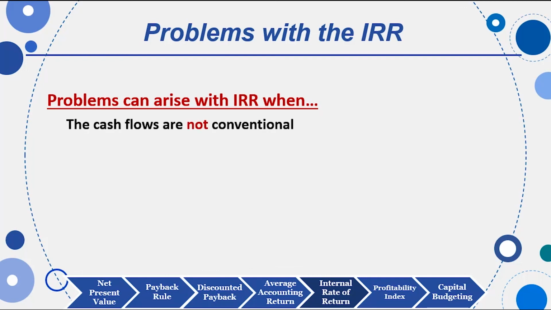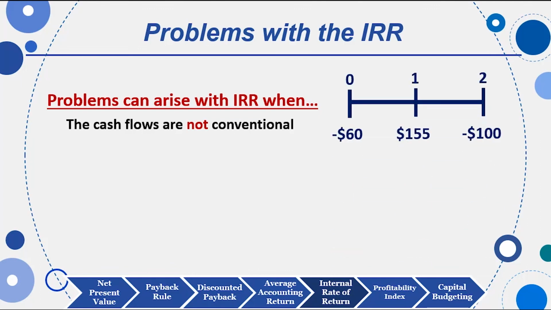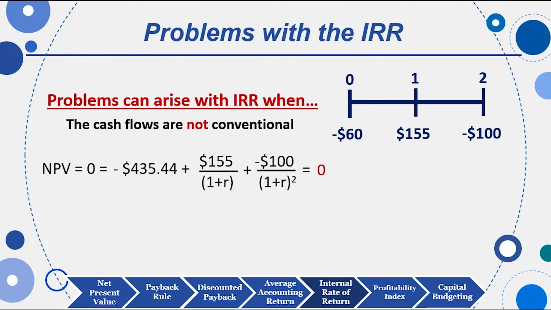In other words, they go minus, plus, minus on the timeline. So minus 60 plus 155 minus 100. This will result in an unhappy CFO if you come in with cash flows that look like that. CFO likes to see minus, plus, plus, plus. But in the rare case where, let's say you need a chemical cleanup or something in the second year and there's a cash outflow, these are called non-conventional cash flows.